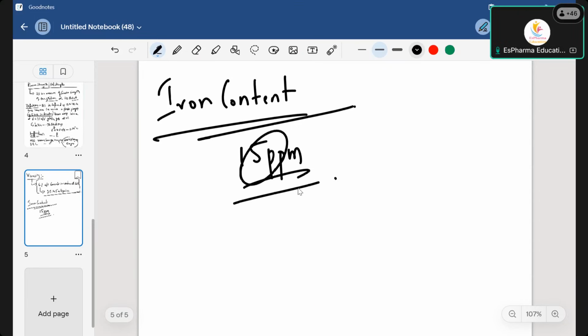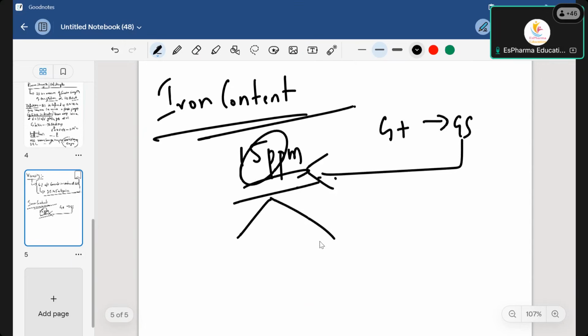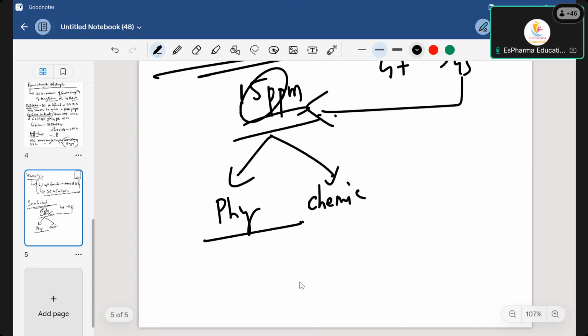So we take the gelatin, prepare it as a gelatin solution, and you have to check for iron content, and the iron content should not be more than 15 ppm. Why? Because iron can affect physically and it can affect chemically also. Physically, complexation happens. Chemically, chemical reactions happen, right? So when you are using gelatin, you have to consider these 3 parameters. What are the 3 parameters? Can you please type it in the chat box?